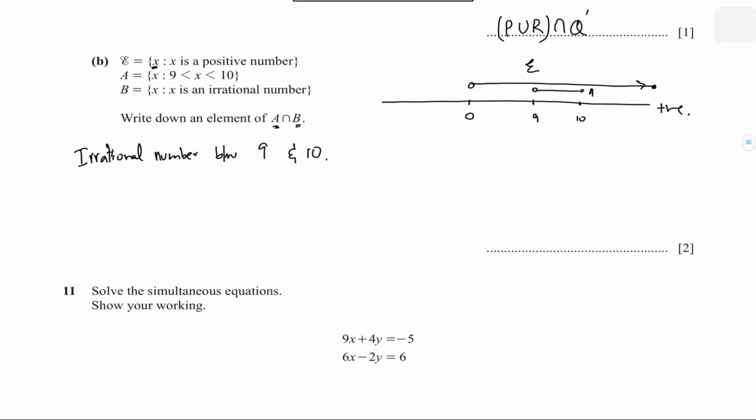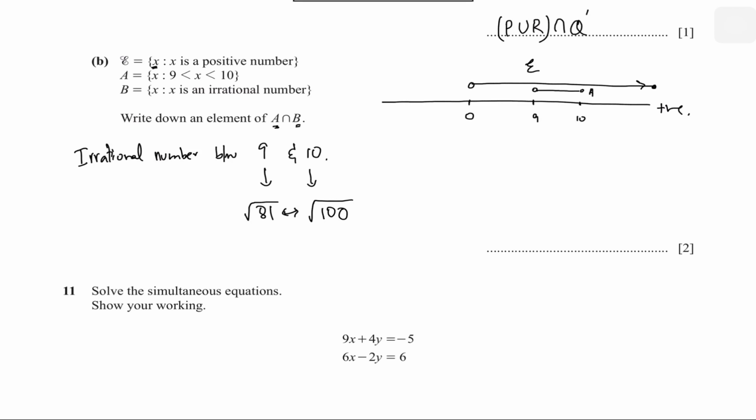The easiest way of solving a question like this, when you have to write down an irrational number between two integers, is that you rewrite the given integers as square roots of their perfect squares. So the square of 9 is going to be 81, so that means 9 can be rewritten as square root of 81. 10 can be rewritten as square root of 100. Now anything between these two numbers is going to be irrational.